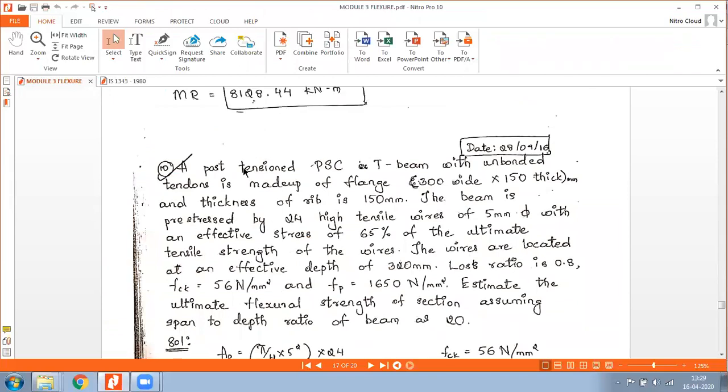Then the other problem, a post-tension PSC T-beam with unbounded tendons, table number 12, is made up of flange 300 mm wide, 150 mm thick, and thickness of the web is 150 mm. The beam is pre-stressed by 24 high tensile wires of 5 mm dia with an effective stress of 65% of the ultimate tensile strength of the wires. The wires are located at an effective depth of 320 mm. Loss ratio is 0.8. fck is equal to 56 Newton per mm square. Fp is equal to 1650 Newton per mm square. Estimate the ultimate flexural strength of the section assuming span to depth ratio as 20.